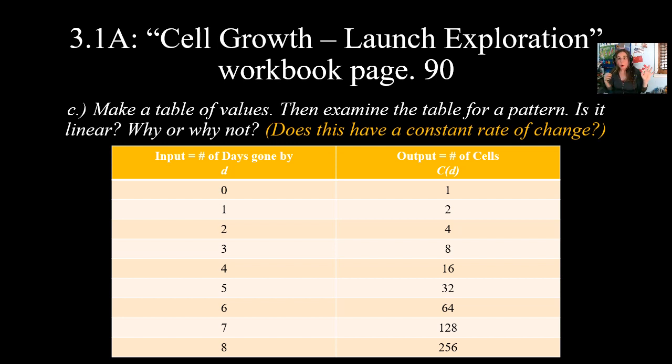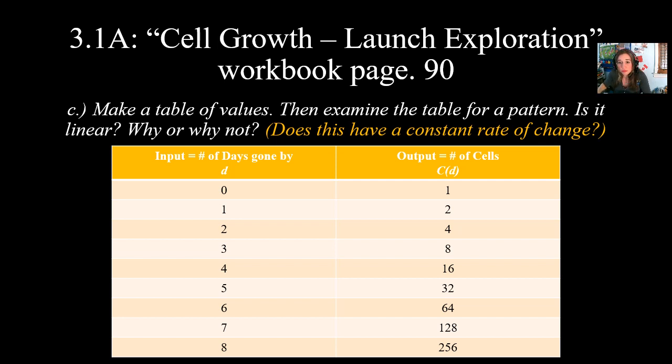So I have my table here. On the left side, I've put my inputs, my independent variable, which we said was the number of days gone by, and we called that D. And on my right, I have my output, the number of cells, which we called C. So here I have it as C of D. Okay. Always your input goes on the left and your output goes on the right every time you make one of these tables. So before we start looking for that rate of change, let's just talk about where I even got these values from. Where did my inputs and my outputs come from? Let's talk about that first.